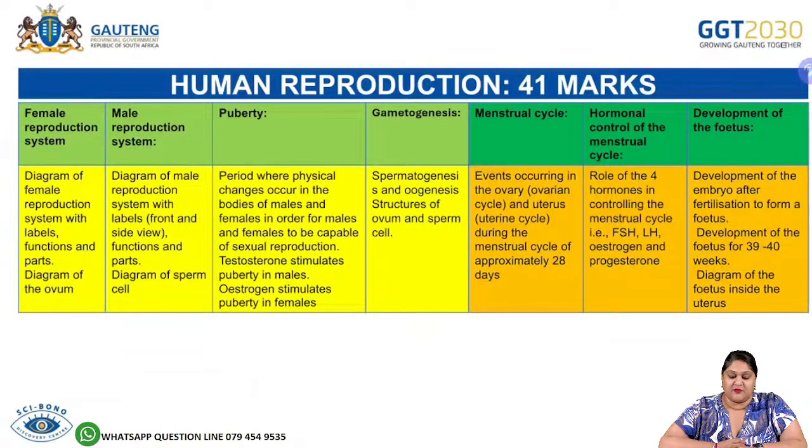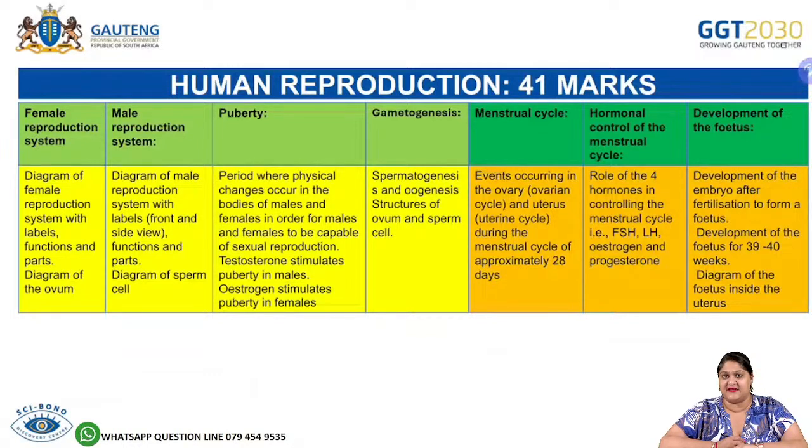Starting with the human reproduction topic, it is important for us to note how many marks this will be in your final examination paper, as well as your preparatory examination, which you'll be writing in September. Human reproduction forms part of paper 1 in your preparatory examination and in your final examination, and it's going to carry 41 marks.